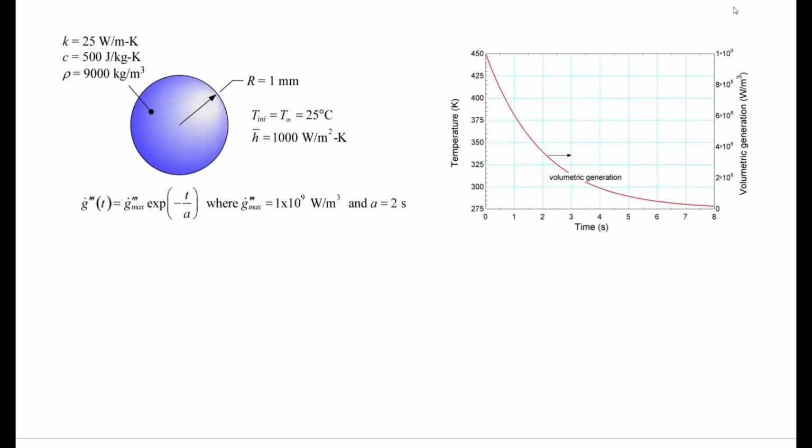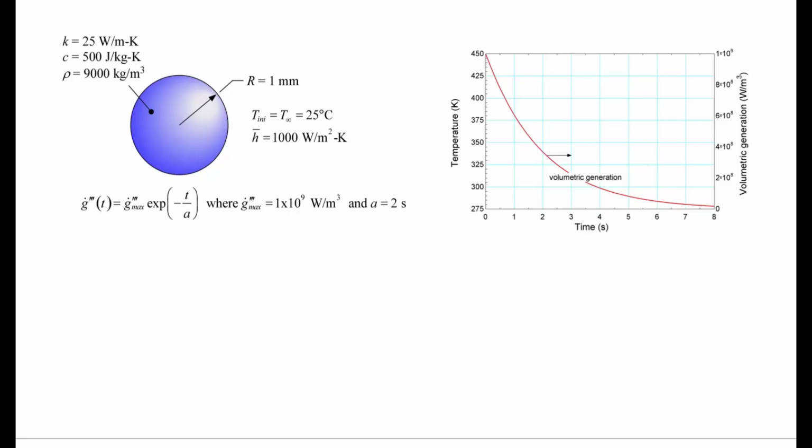Okay, so let's revisit the example we had before where we have this sphere and we're exposing it to some generation that's a function of time. The generation varies as a function of time. So first, we start off at t less than 0. The whole thing's kind of at rest with the surroundings. Then we introduce this really high generation that tails off as a function of time.